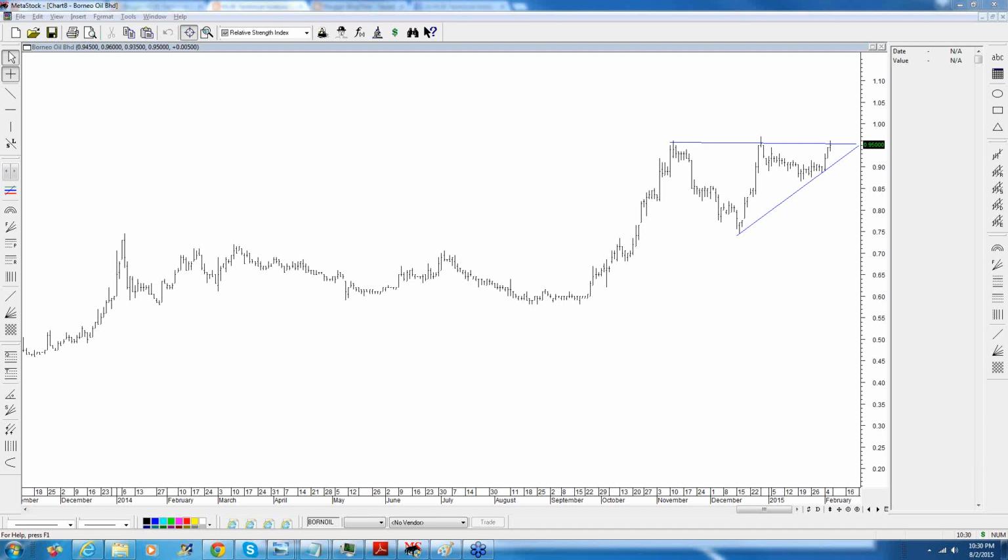What is the probability of Bonny Oil hitting the target? Based on my past track record of my projections, 70% of the time my target will be hit. So again, let me repeat: I do not call any buy, sell, or hold on this stock. It's purely for sharing and education purposes.